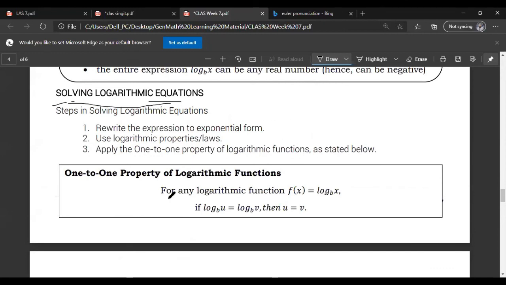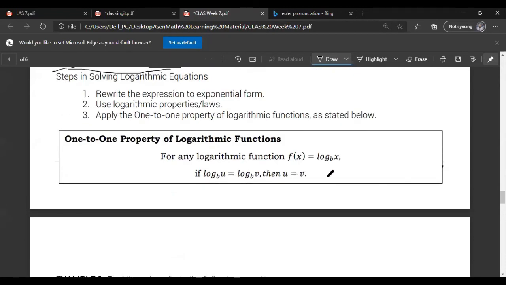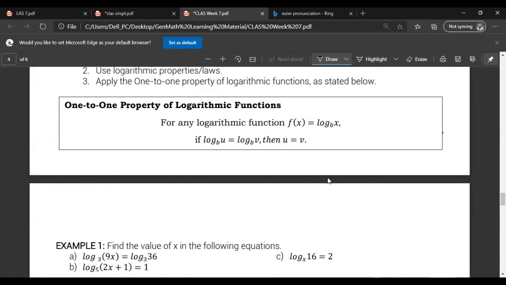So, we have properties of logarithmic function. Kapag meron tayong logarithmic equation, kung meron tayong logarithm of u with the base b equals logarithm of v with the base b, pwede nating i-cancel yung logarithm with the base b kung pareho yung base. Therefore, u at v na lang yung maiiwan. So we have u equals v.